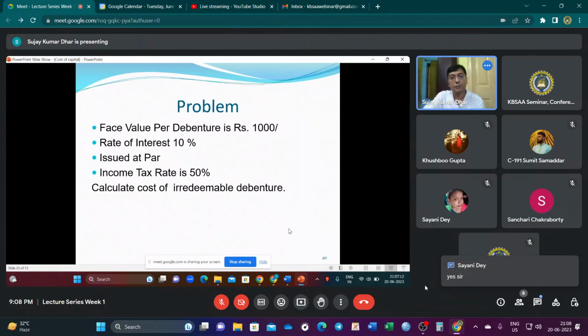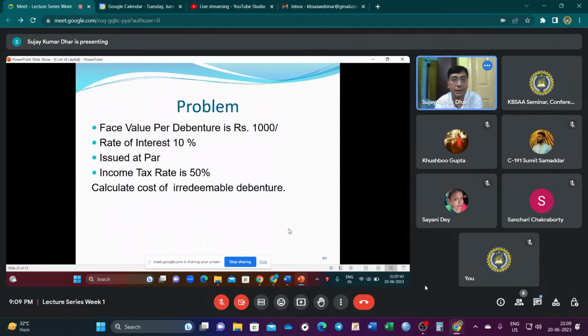Now, face value per debenture 1000, rate of interest 10%, issued at par, income tax rate 50%. Calculate cost of the irredeemable debenture. Irredeemable debenture means debenture which will never be redeemed. In UK, there is a bond called console bond. This bond has infinite years of life. That means interest will be paid over the life.